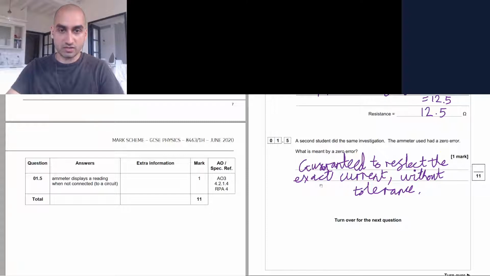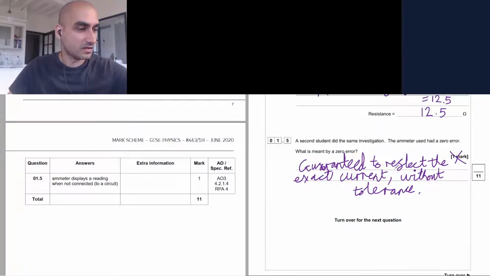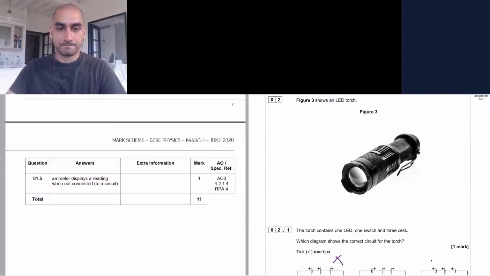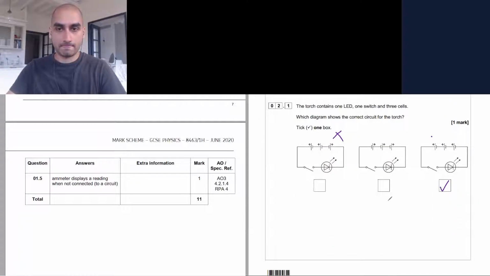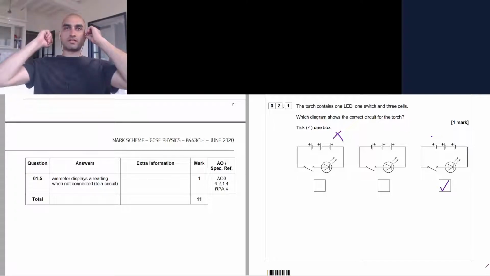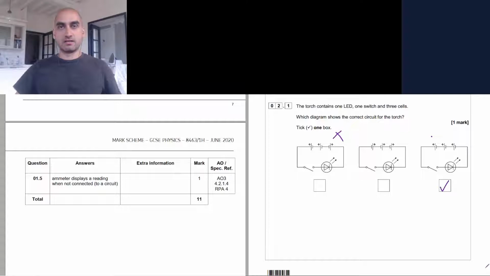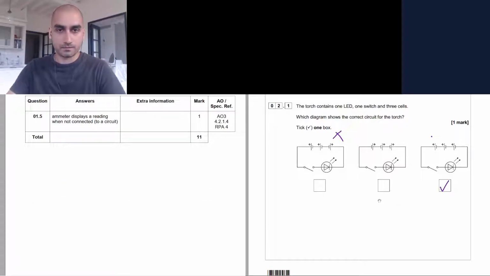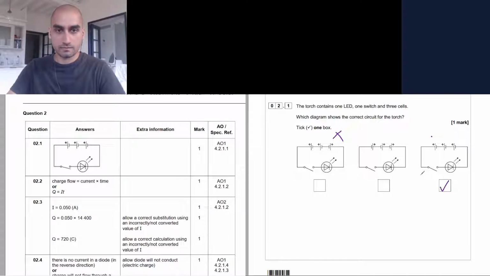Ammeter displays a reading when not connected. Oh my god, that's what it means. What I wrote was nonsense. I'm sure they could come up with a better name for that. They've lost a mark there. Oh, I see. Because the ammeter uses power to even display the reading on a 7-segment display, unless you give it its own battery. Is that what they mean? Okay, yep, that's right.